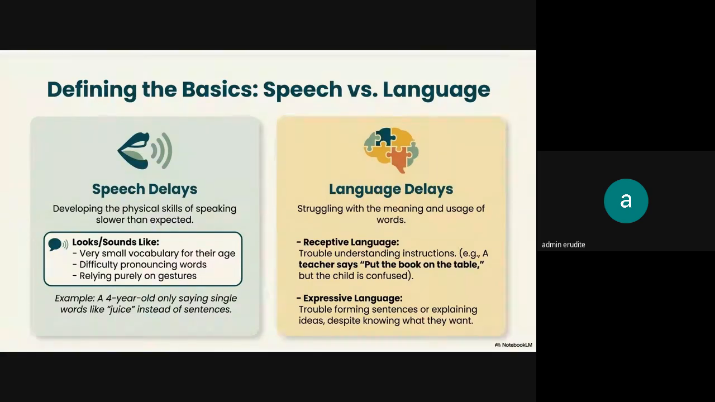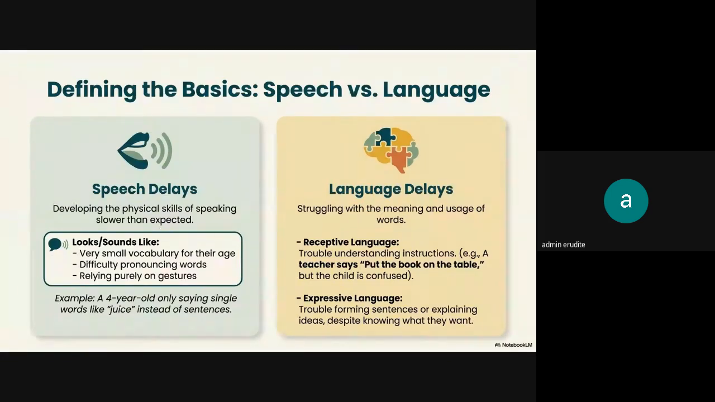Speech delays happen when a child is slower than expected. They can only use a few words or struggle to form sentences. They will also struggle to pronounce words. This is when a child will use gestures or point. For example, 4-year-old Karabo will be asked, "Can I get juice, please?" and Karabo will say juice and point to the box.